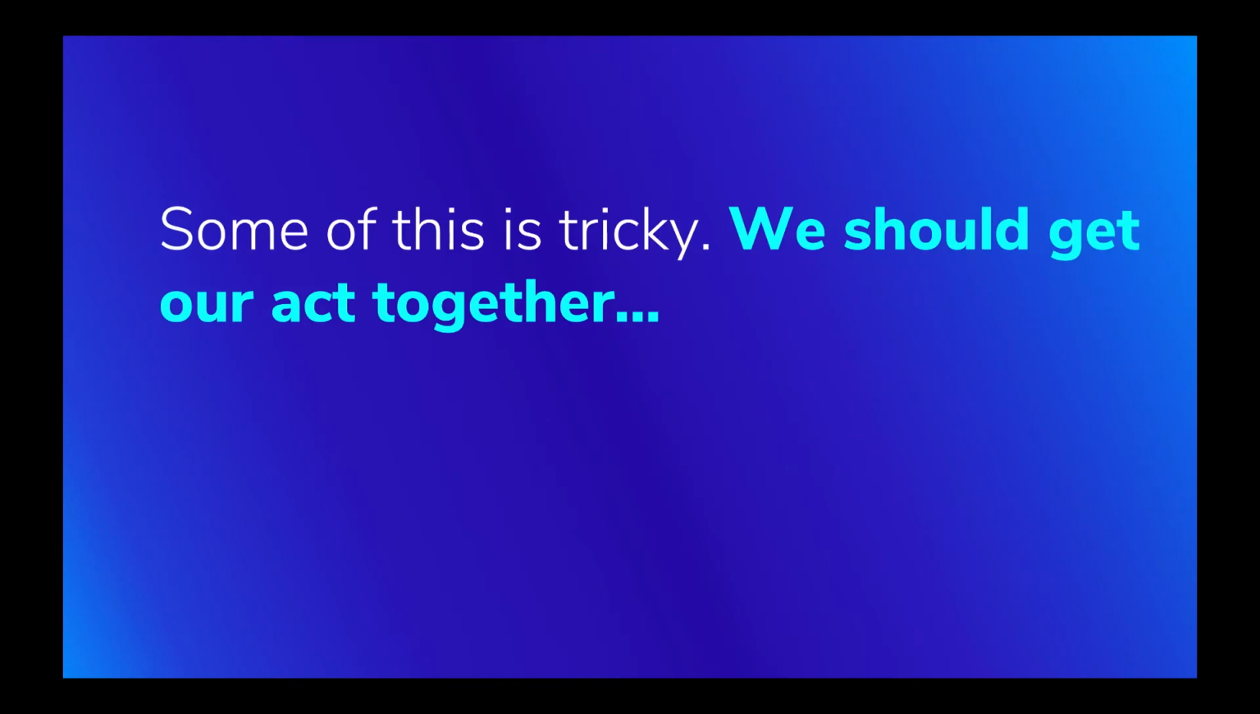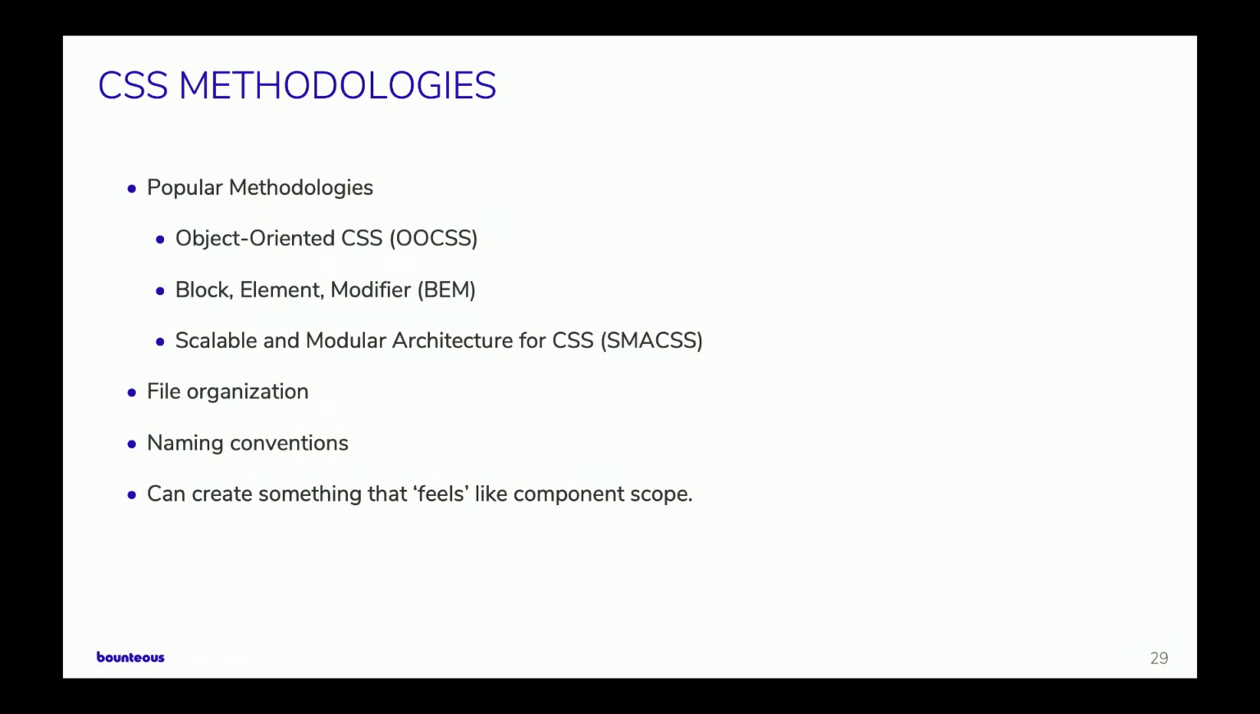But also, some of those rules and how they combine together can be tricky and tough to wrap your head around. So we should probably get our act together and get organized. And there are a number of CSS methodologies that help with this. Some popular ones: object-oriented CSS, BEM, which stands for Block Element Modifier, and then there is SMACSS, Scalable and Modular Architecture for CSS. I cannot believe I didn't trip over saying that.